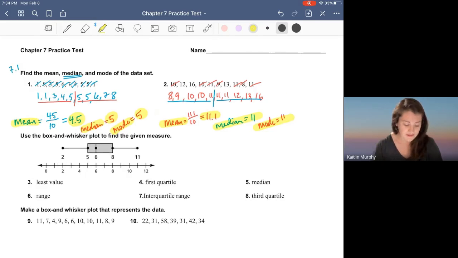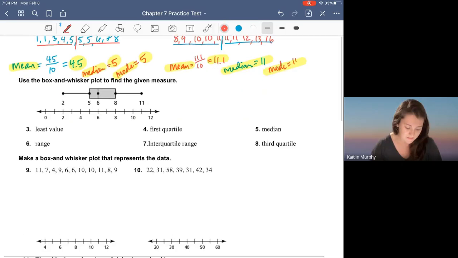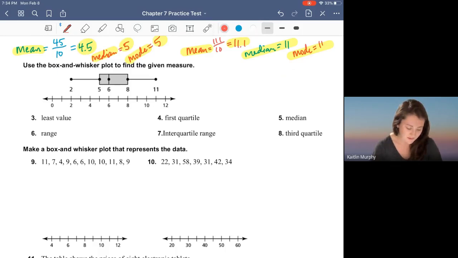Okay, so that's all 7.1. And then we're going to look at box and whisker plots. It says use the box and whisker plot to find these given measures. The least value, well, that's this number right here. That's 2.